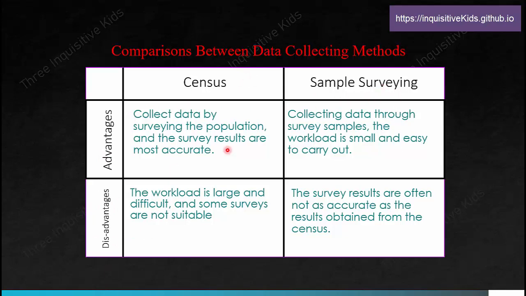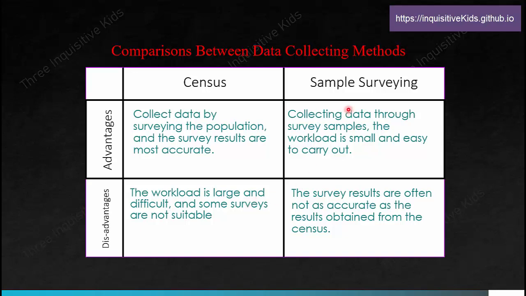So let's first look at the census. Collect data by surveying the population, and the survey results are most accurate. So the data you're going to collect from the whole population by using the census method is that the survey results are the most accurate. But the disadvantage that this has is that the workload is large and difficult. There are usually a lot of people in a population that you have to survey, and some surveys are not suitable for the census method.